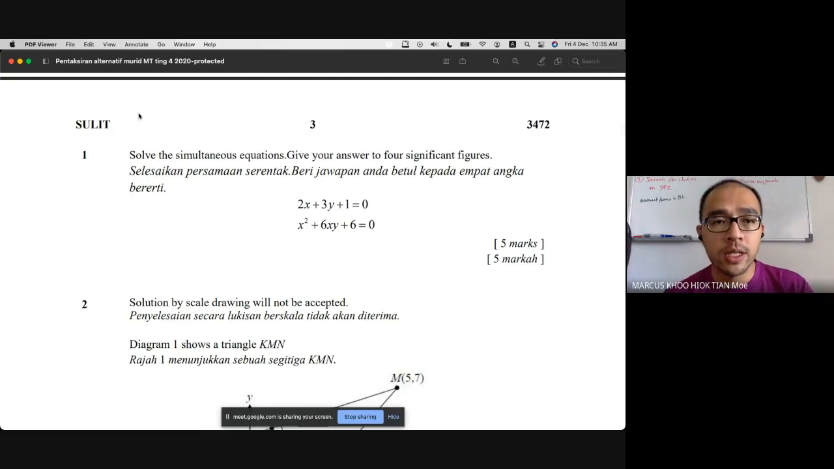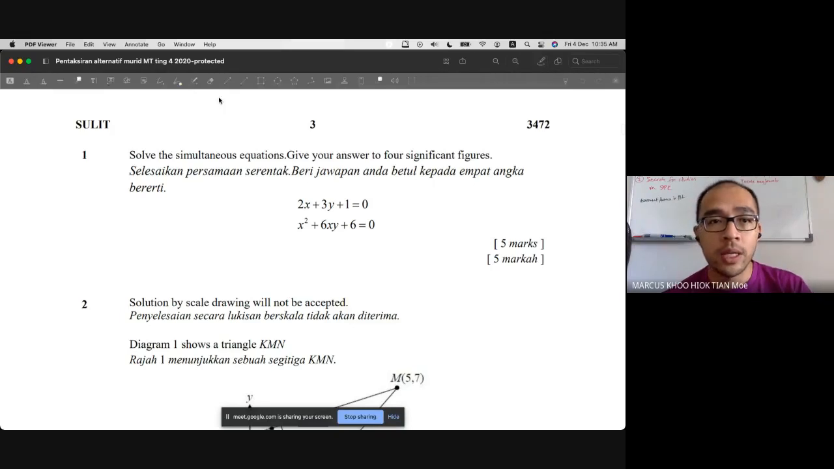Okay, so the first question is solve the simultaneous equations. Give your answer to 4 significant figures. Okay, now whenever you are faced with this one, always take note of berapa angka bererti lah. Okay, yang kamu kena bagi jawapan. Okay, so you're given 2x plus 3y equals to 1, and then this one x squared plus 6xy plus 6.